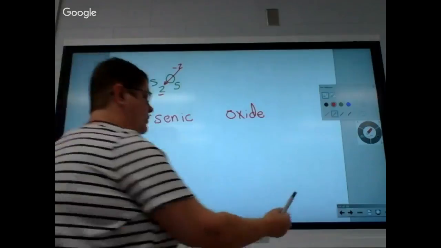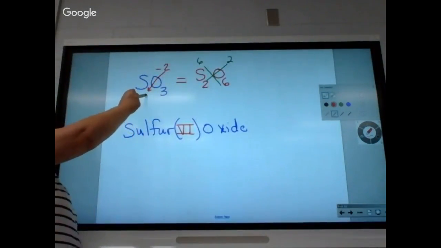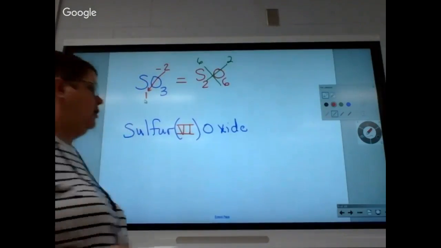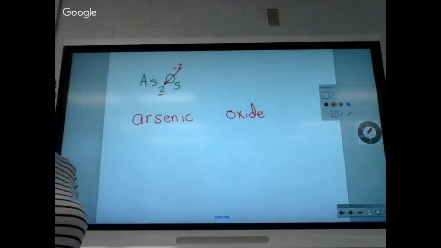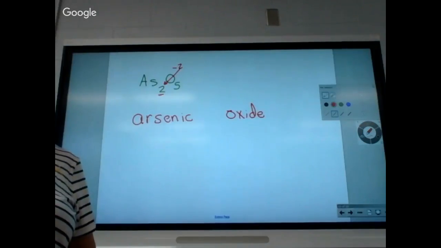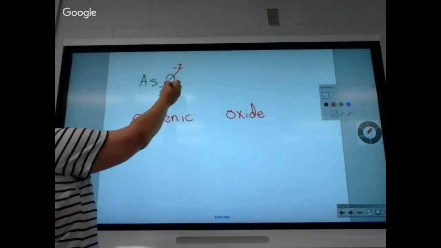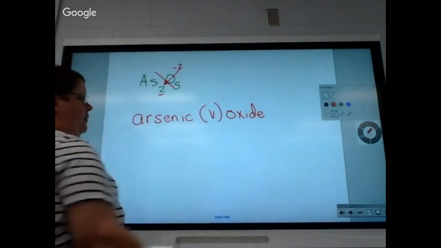Okay, look at the difference. If I go back for a second, is the 2 in the formula? No, see how it's missing and it's a 1 right there? That means it was reduced. But here, if I go back, is the 2 still in the formula? That means it was not reduced. Okay, it's still in there because it's a 2 and a 5. Okay, so what number came from the arsenic in this formula? So we write Roman numeral 5.